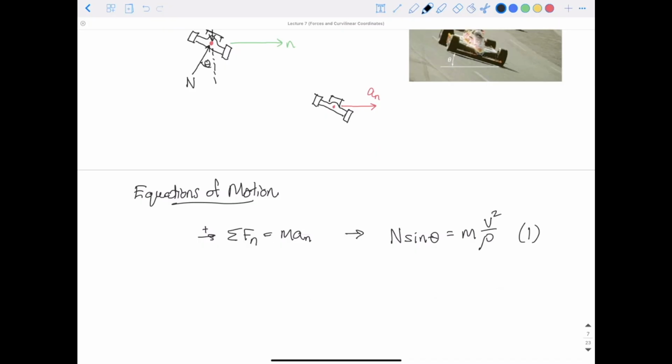Our next equation we can write as the sum of the forces in the binormal direction. And we know that positive direction is upwards, and this must be equal to 0. There's no acceleration up or down off the track. The car's not flying away. And so our components here, we have our normal force times cos theta acting upwards, and we have our weight, which is mg, acting downwards, and this is equal to 0.